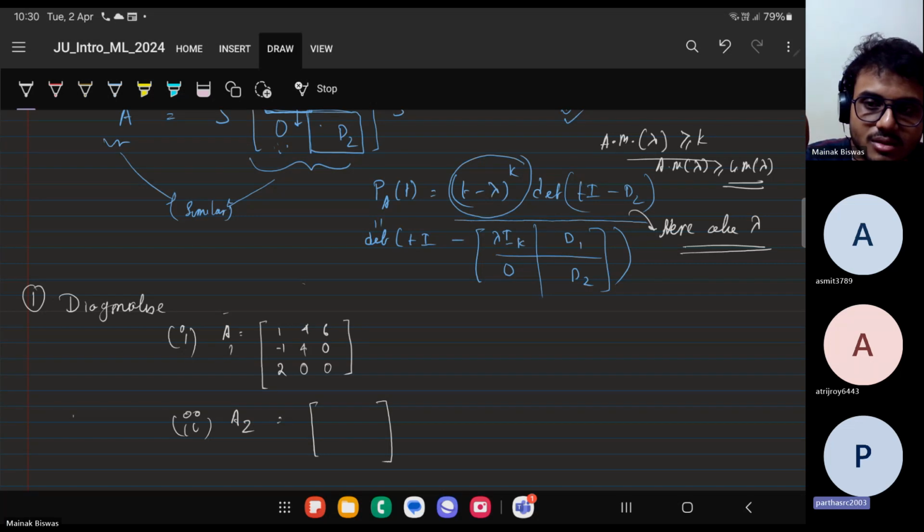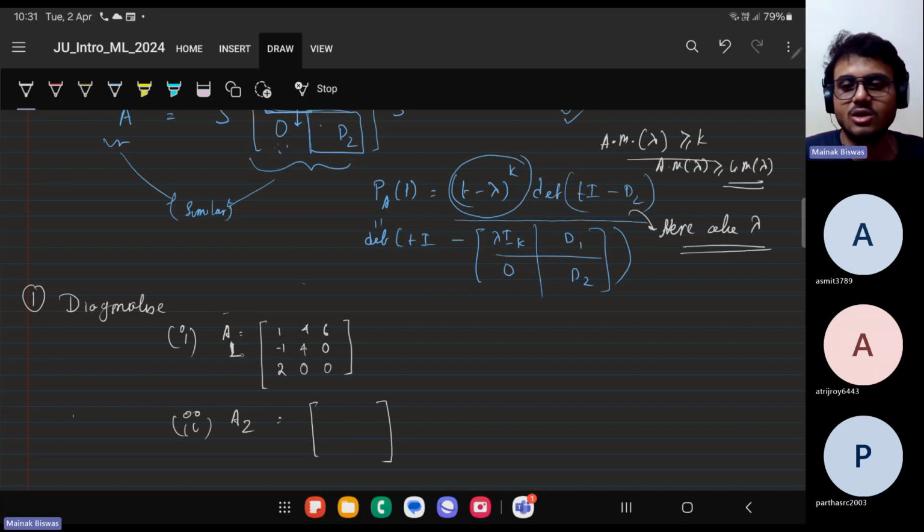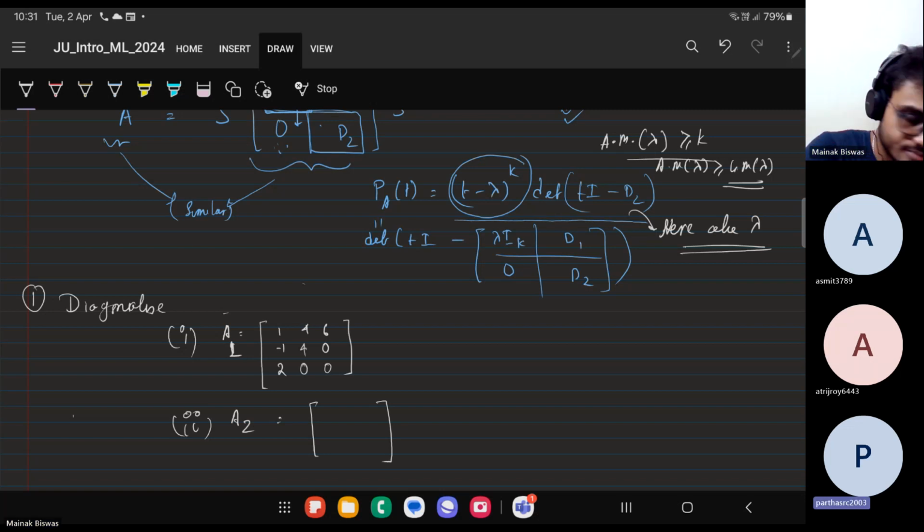First we'll find the eigenvalues. Okay. And then we'll find the eigenvectors. There is nothing called eigenvectors when you're finding it. When you're finding it, you will find the vectors of the null space of A minus the eigenvalue times I. Yes. Okay.